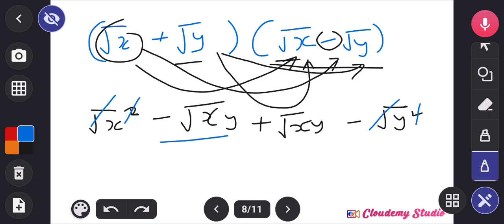Now plus xy minus xy will give us 0, because minus 2 plus 2 equals 0, minus 3 plus 3 equals 0, and so on like that. So minus xy plus xy will give us 0. Therefore, we'll be left with x minus y, right? And that is our answer for this particular one. Now, in general, the conjugate in this one is just root x plus root y. You understand? So that is just the conjugate.